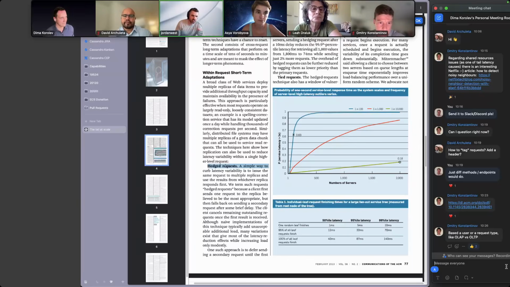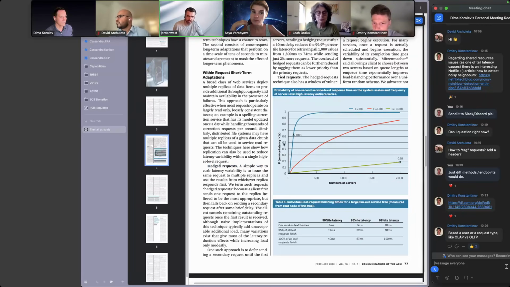On the surface, this is counterintuitive because you're telling the system to do more work. But the reason it works is because the probability of more than one machine experiencing an event that causes tail latency goes down versus a single machine. So if you were to take this graph over here on our screen right now, but did it for the probability of hitting two machines instead of one machine, you would see the probabilities go down. And that's the intuition behind hedging requests.